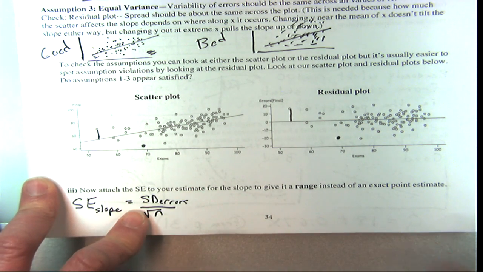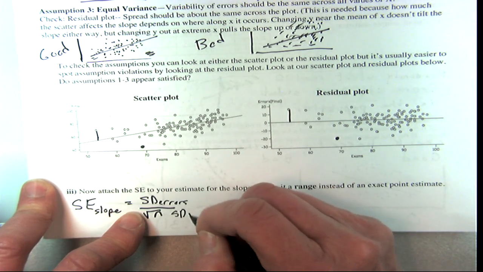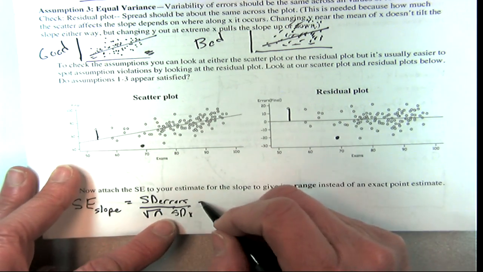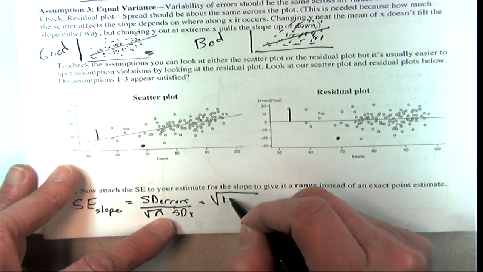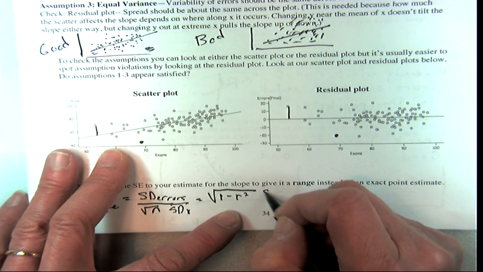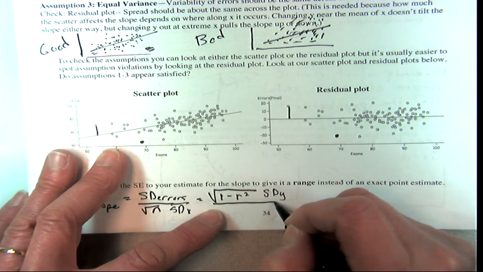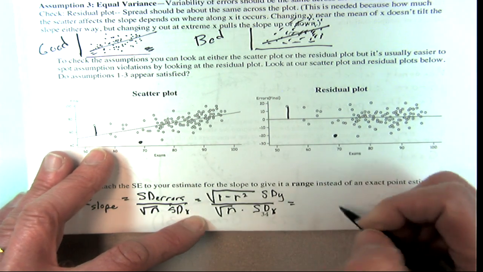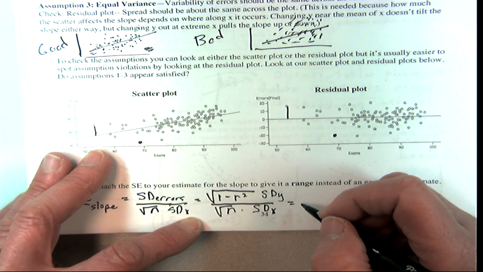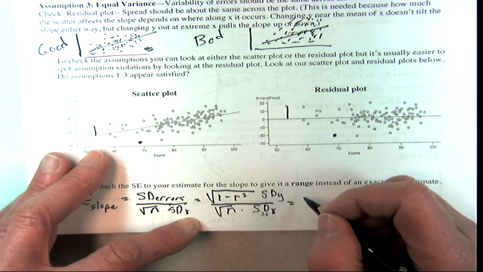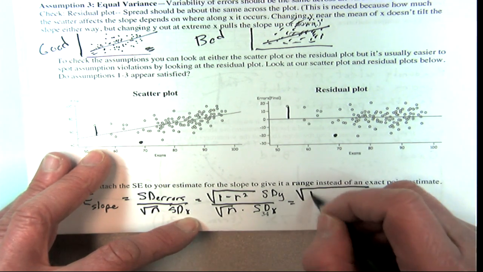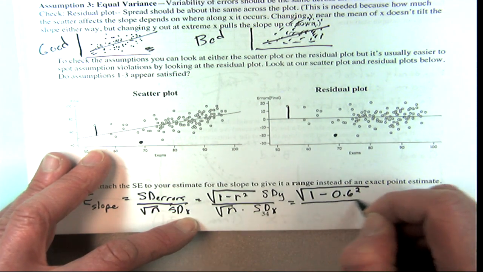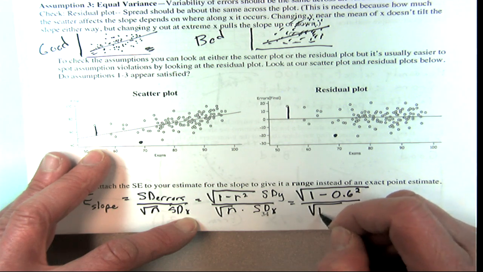But then I say, oh, right, then I have to adjust for this s dx to make it match because it's a slope. All right, so we remember that's the square root of 1 minus r squared times the standard deviation of y over the square root of n times the standard deviation of x. So now we have to look on our previous page for these statistics. I remember what they were. Remember r was 0.6 squared, and n, our sample size, is 100.